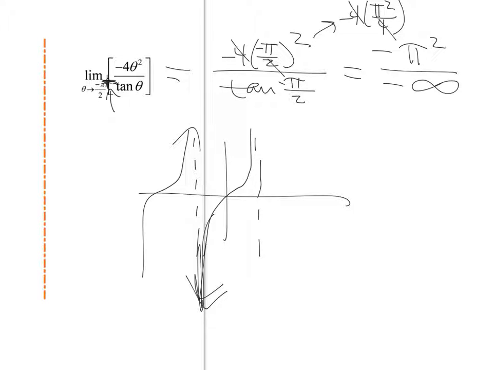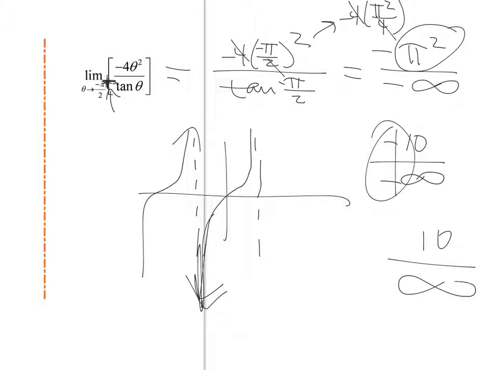So if I think about this, I have some number, 3.14 squared, so something about 10. I have about negative 10 over negative infinity. Well, what's going to happen? I have negative divided by negative, so it's going to be a positive number. So I have 10 divided by an enormously large number. It's going to be 0, period.